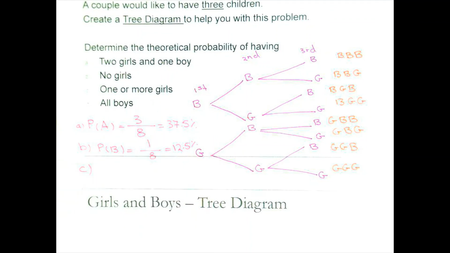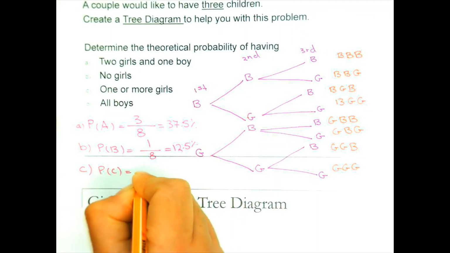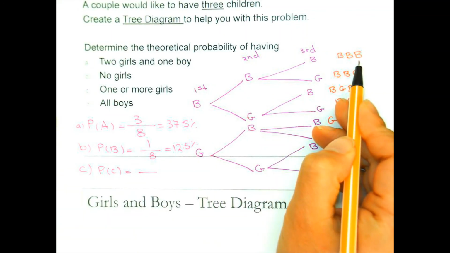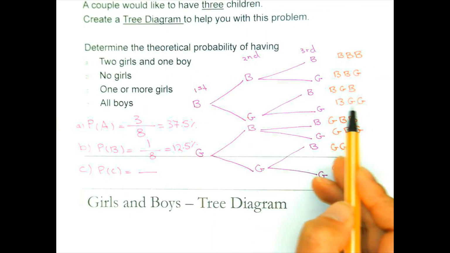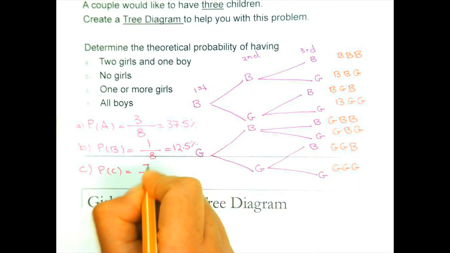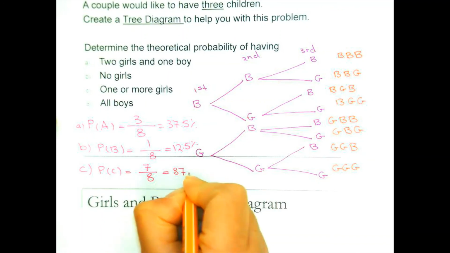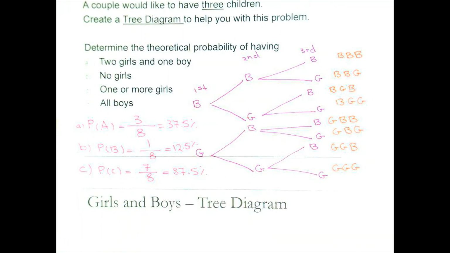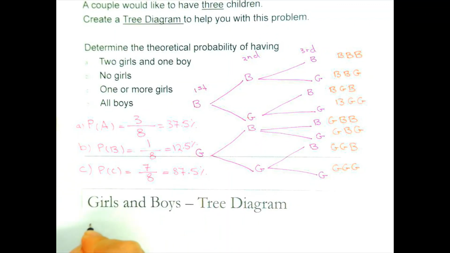One or more girls. So there is no girl here, so we don't count this. There is 1, there is 1, there are 2, 1, 1, 2, and 3. So in 7 out of 8 cases, there is 1 or more girl. So that's 87.5%. And then what is the probability of having all boys?